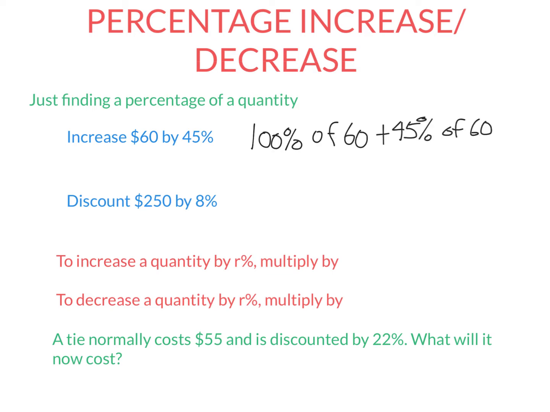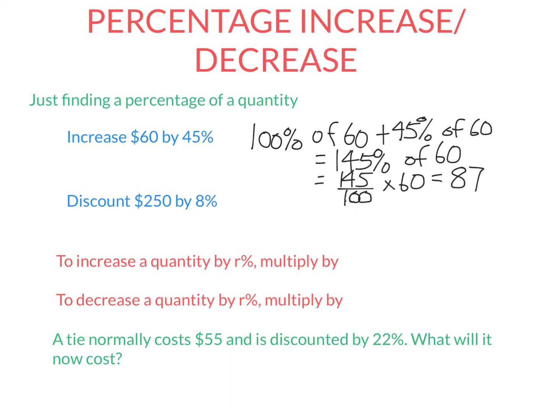Remember that 100% of 60 is 60. We want to take the full amount, that's what 100% means, the full amount, and add 45% onto it. So really, all we're doing is finding 145% of 60. And you know how to find the percent of a quantity. All you do is take the percent, divide by 100, because 145% and 145 over 100 are the same thing, and then we times by the quantity. So if you put that on your calculator, you get 87.